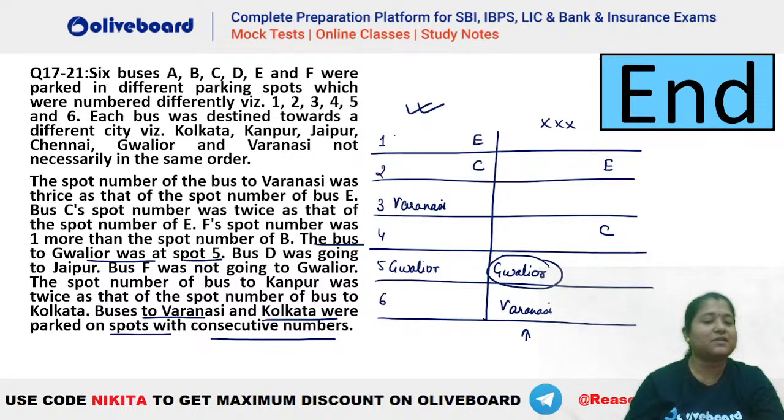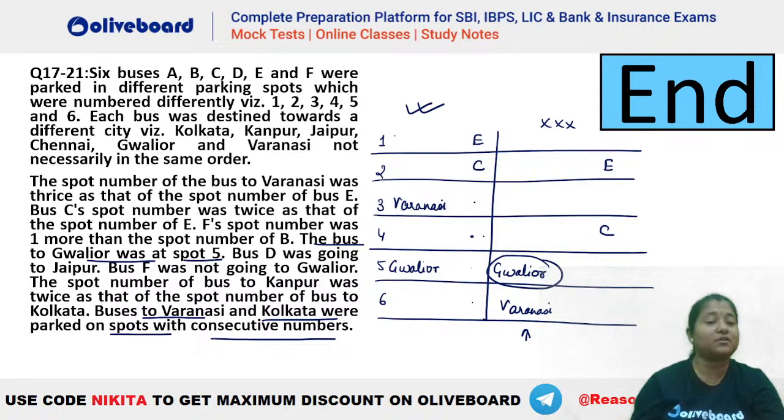F's spot number is one more than that of B. So F is one more than B. Okay, we'll check. Bus D was going to Jaipur. F was not going to Gwalior here. So F is not going to Gwalior and F has to be one more than B. So F one more than B, that's a possibility. F one more than B, that's also a possibility. Okay. After that, what is given? The spot number of Kanpur is twice that of Kolkata.